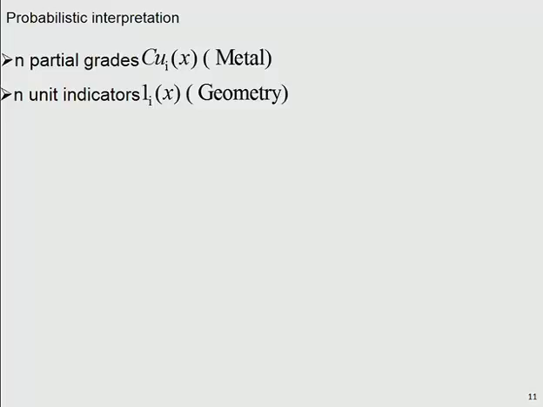But before, perhaps some theoretical recall. So you have n special functions called partial grades. You have n unit indicators. Just remember what I told you about the El Teniente dike. One when you are inside, zero when you are outside. So the indicator represents the geometry of the problem, and the partial grade, the metal and the economy of the problem.